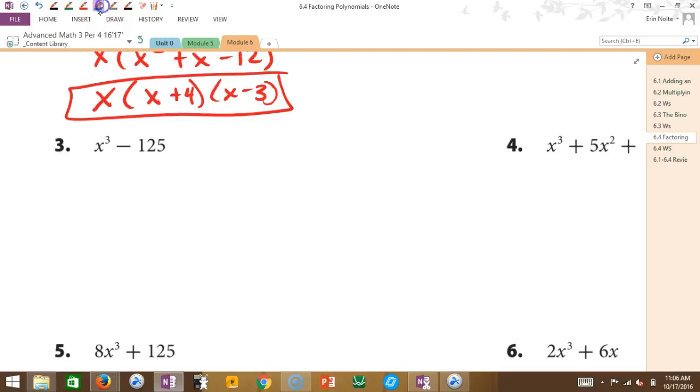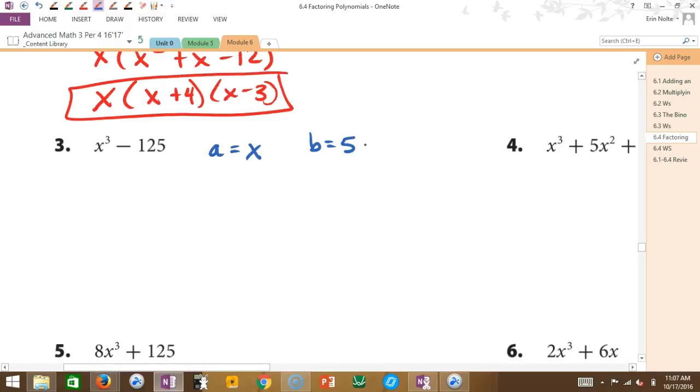Before I factor this, I'm going to figure out what my A value is and my B value. For my A, what number has been cubed to make x cubed? X. Very simply, that wasn't a really hard question. What is my B value? What number has been cubed to make 125? Perfect.